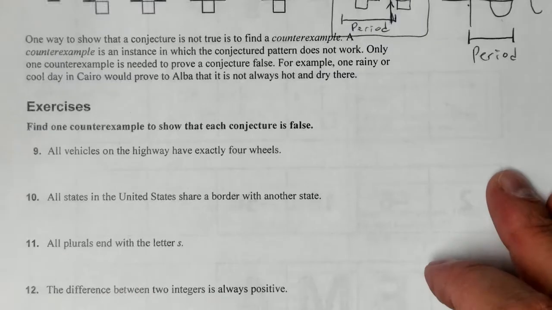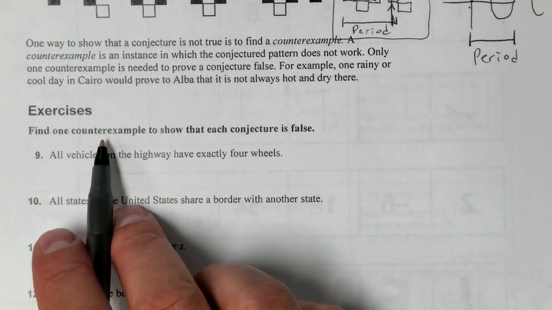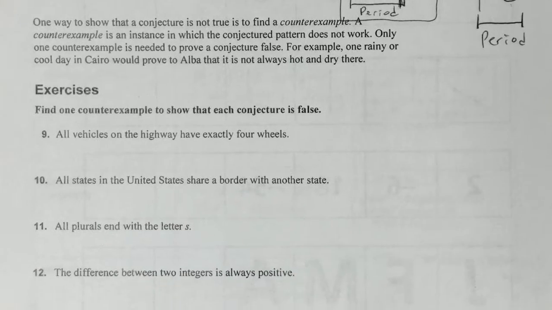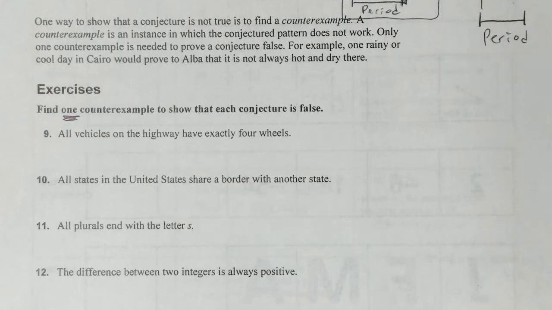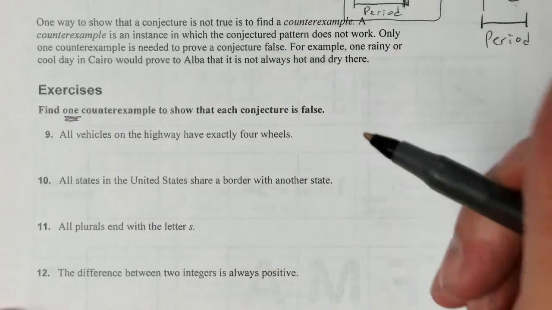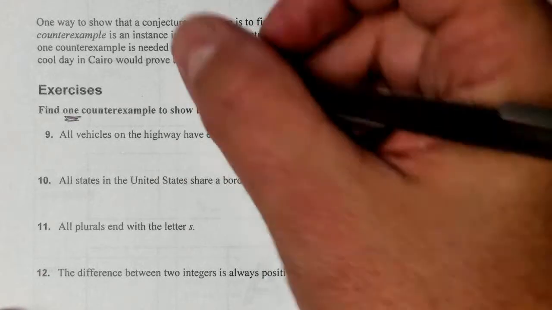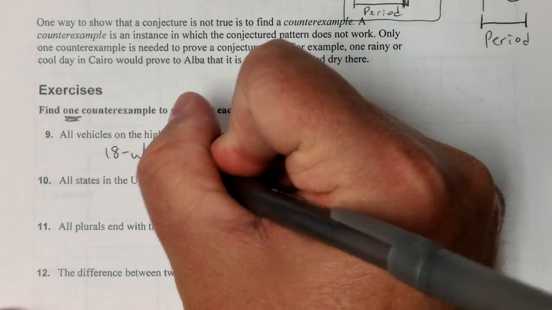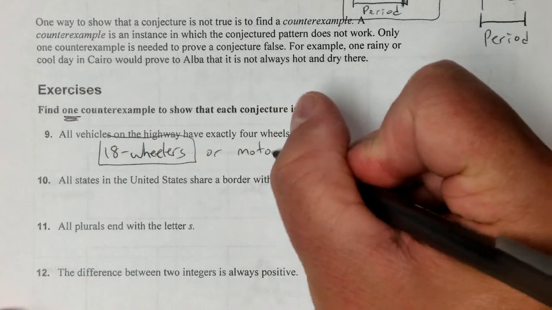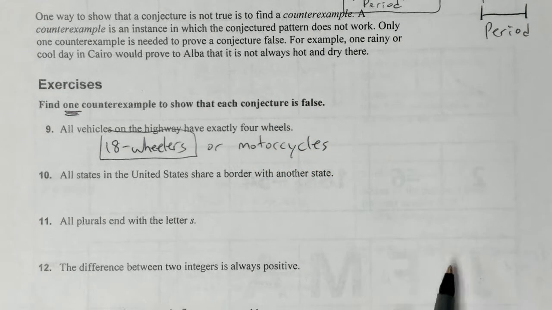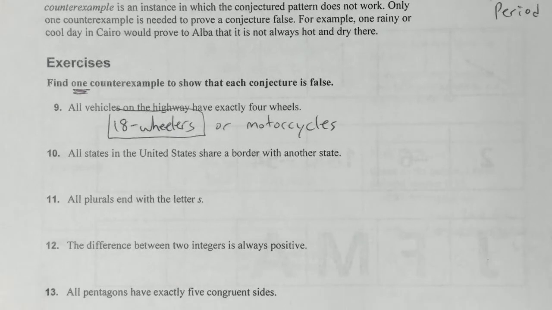Okay. Now for this one, exercises, find one counterexample to show that each is false. You only have to put one of them. I'm going to put a couple, at least in some cases. All vehicles on the highway have exactly 4 wheels. So, of course, we want to show it's false, and so you could say 18-wheelers. That could be your answer. Or you could put motorcycles. You only have to put one of them, but those are a couple of examples of vehicles that don't have 4 wheels.